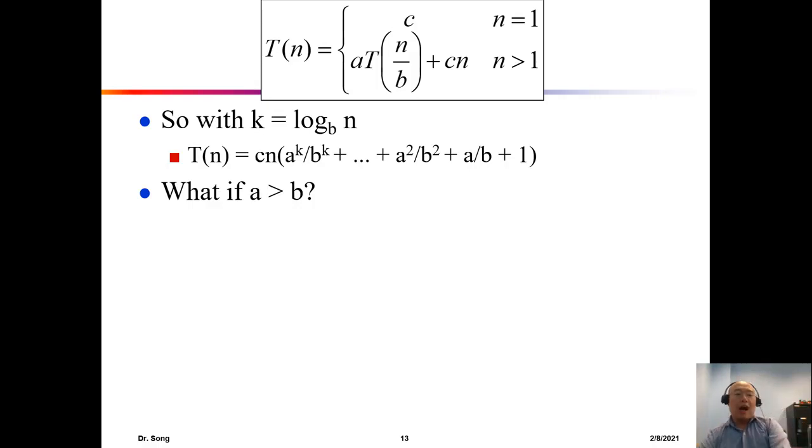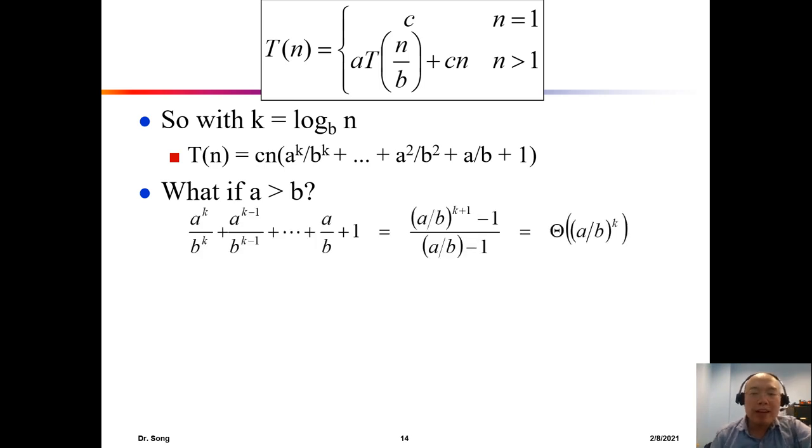And number 3, how about when a is greater than b? So when a is greater than b, we want to work on this again. For this part, since a is greater than b, a divided by b will be greater than 1, excuse me. This value will be greater than 1, but we have a to the power k. When this k is large enough, a divided by b will be the dominant term, and we don't have to care about the -1 here and -1 here too much. So this is theta of a divided by b to the power k.